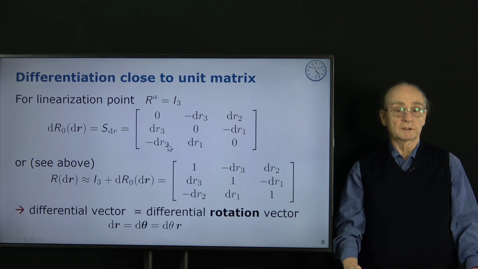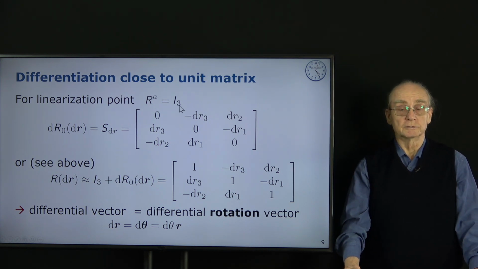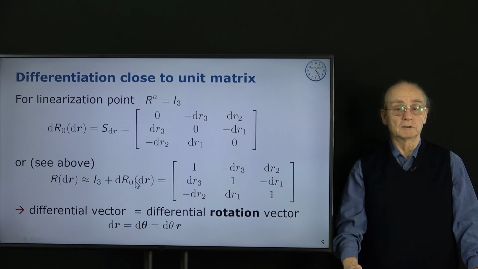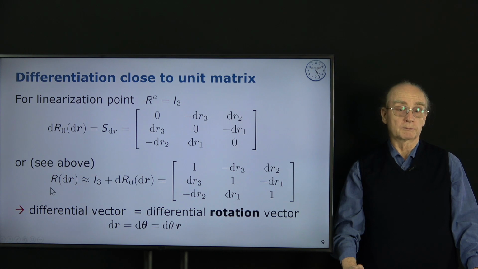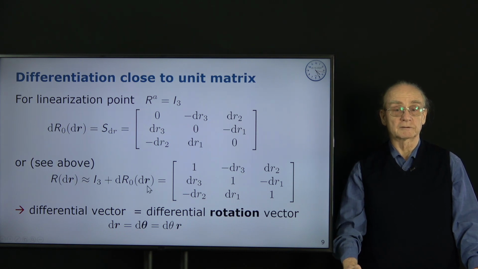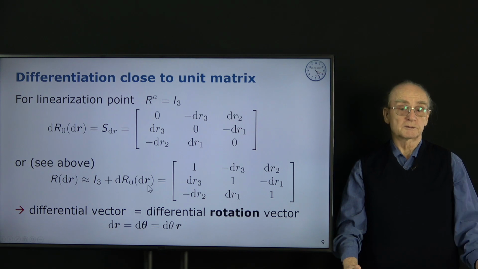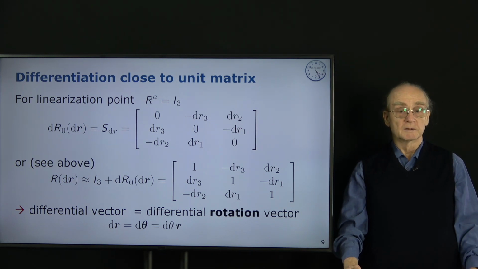And now we say, okay, we take the basic rotation, the approximate rotation, which is the unit matrix, add the differential in the classical form, and we get an approximate small rotation, which is nothing else than the unit matrix plus this dR0 as a function of the differential vector dr. Well, this we know already. This we have just shown in the previous slides. So we are consistent with that.